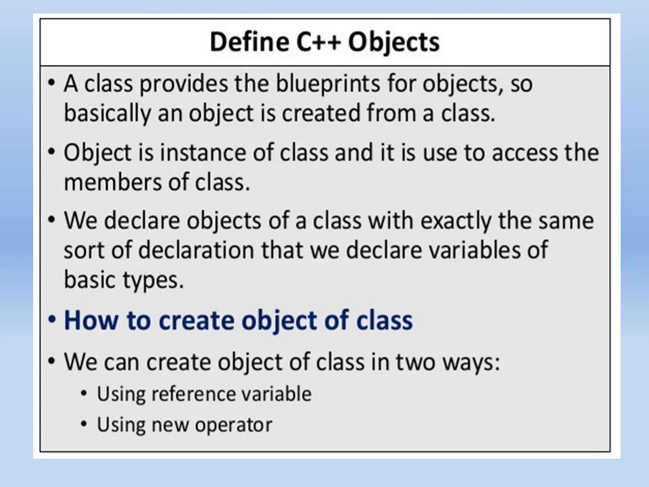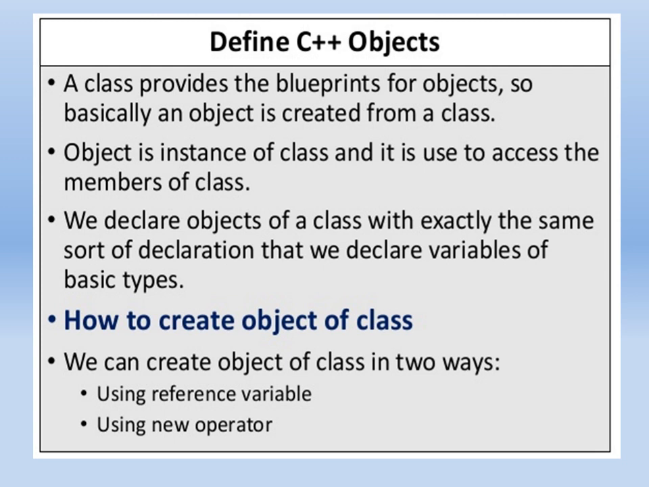A class provides the blueprints for objects. So basically an object is created from a class. We have seen that a class is a user defined data type. Object is an instance of a class. It is used to access the members of a class. So we can say that object is an instance of a class through which we can access the members of a class, that is the data members and the member function.